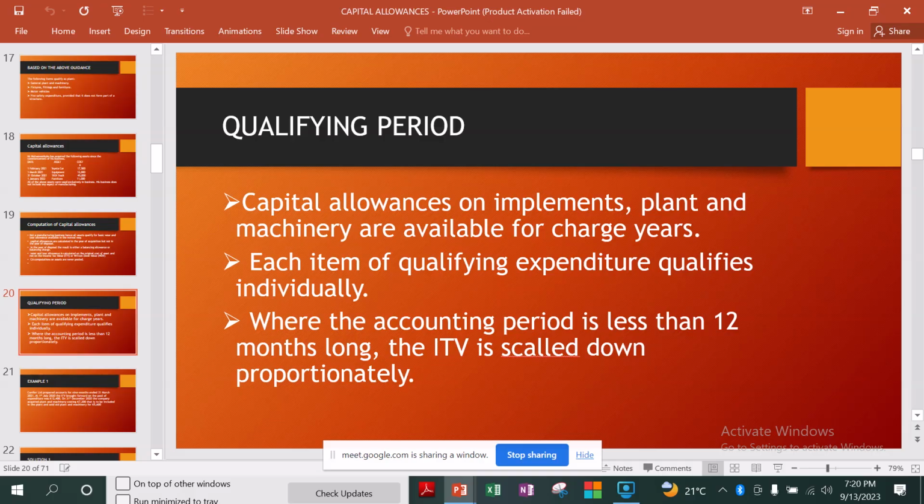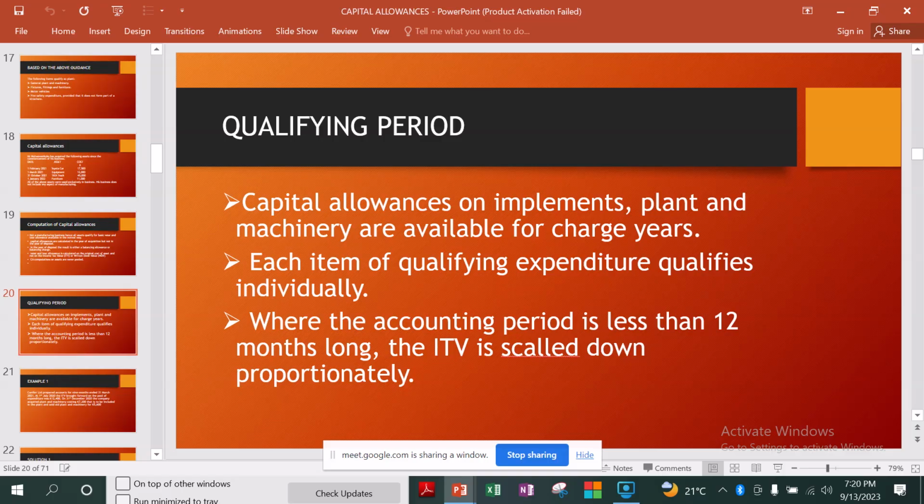I need to talk also about the qualifying period. The emphasis is that each item of qualifying expenditure qualifies individually. So what does this mean? It simply means that even when you have a number of motor vehicles, when coming to calculate capital allowances, there's no way you can aggregate the value of these motor vehicles and do one calculation. Each motor vehicle will be treated and the capital allowance for that motor vehicle will be done separately. So that's the emphasis there.